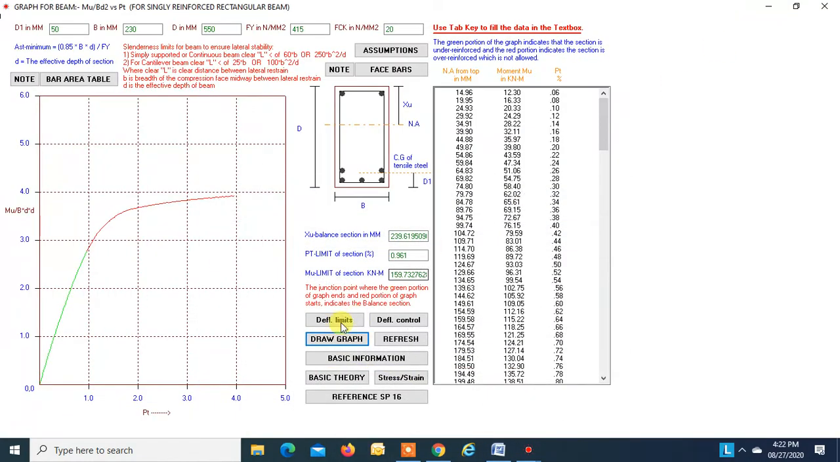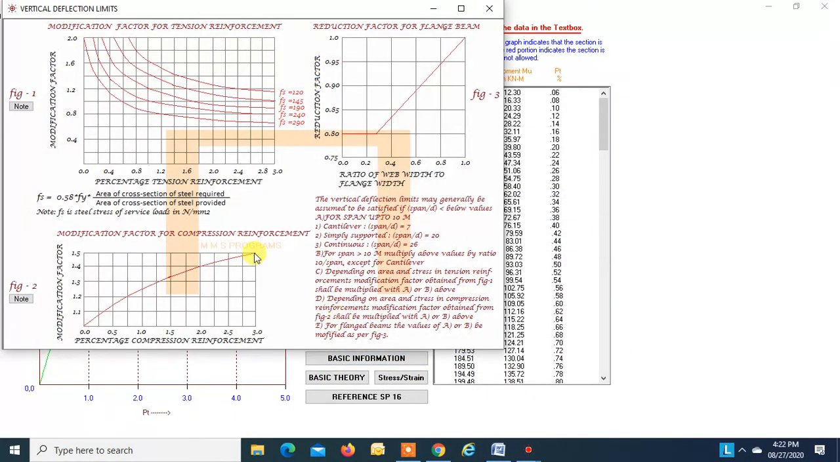These are the graphs. Our basic formula: L by d allowable is equal to L by d basic. For a continuous beam, it is 26, into modification factor Kt for the percentage of tensile reinforcement, into modification factor Kc for the percentage of compression steel. Compression steel we are going to assume as zero, so when the percentage of compression steel is zero, the modification factor will be one.